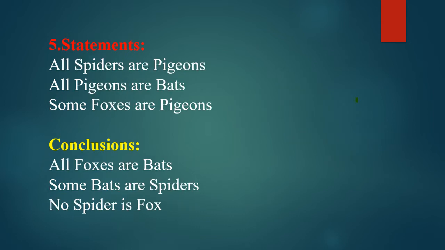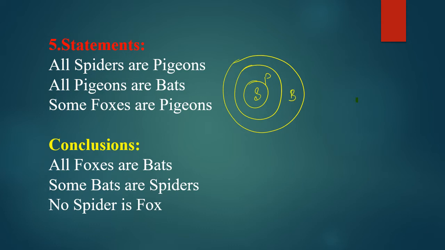Question number 5. All spiders are pigeons. All pigeons are bats. Some foxes are pigeons. So this is the minimum overlap diagram. Some fox should be overlapping on P like this. All foxes are bats. Is it all foxes are inside bats in the minimum overlap diagram? No. Some bats are spiders. So whole bats and spiders is occupying some part of bats only. So second one is right.